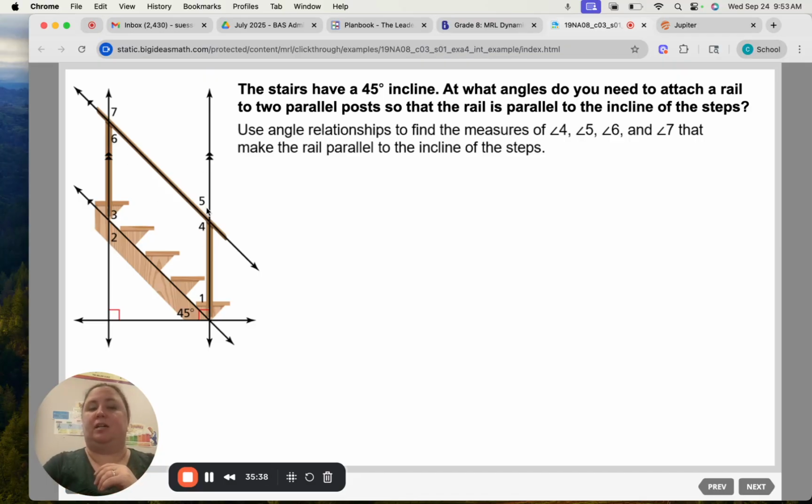This is a supplementary angle, correct? Yes. Which means it adds up to 180. So I'm going to do 180 minus what? 45. 45 to get the new measure. What's 180 minus 45? 135. So the measure M angle 4 equals 135. Write that down.